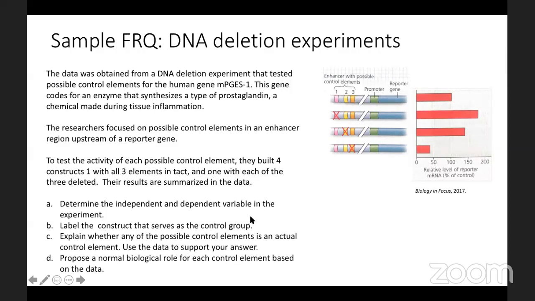You can see that there's 4 different parts here. So you're determining the independent and dependent variable. You're labeling the construct that serves as the control group. You're explaining whether any of the possible control elements is an actual control element. And then they're asking you to propose a normal biological role for each control element based on the data. Really important here: a distinction that I think could get confusing is that they're using control group and then control element. The 2 are different. Control group is an experimental design thing, right? A control element would mean a piece of DNA that is controlling regulation of this reporter gene, right?